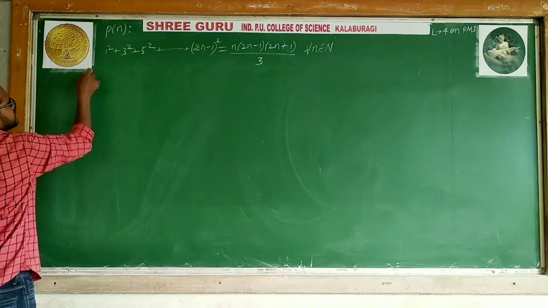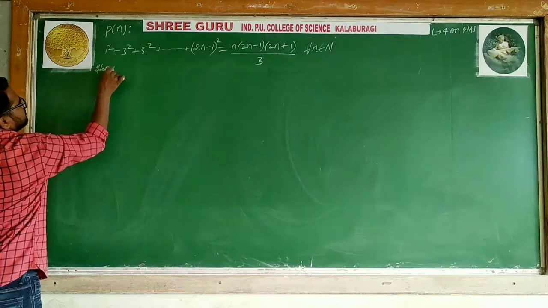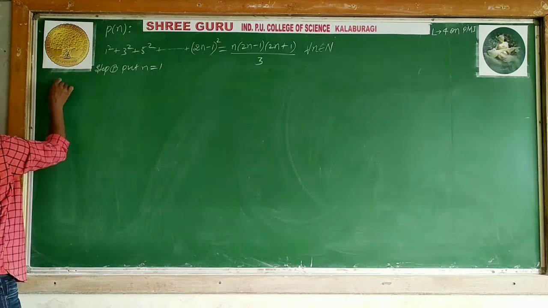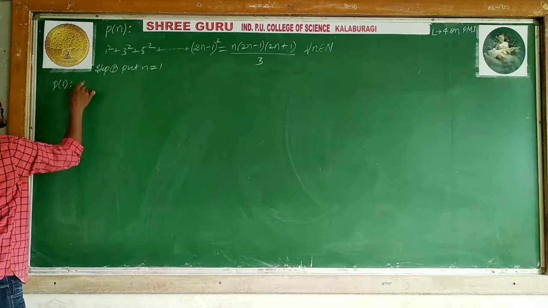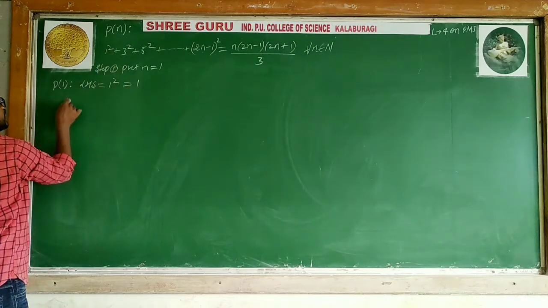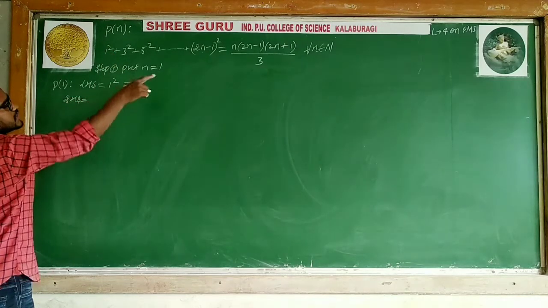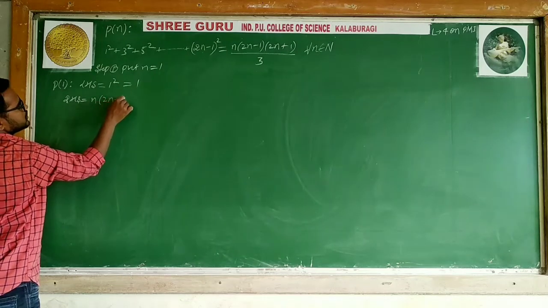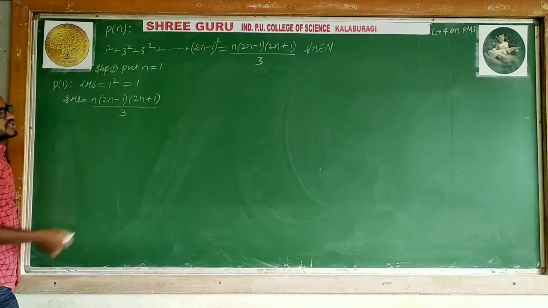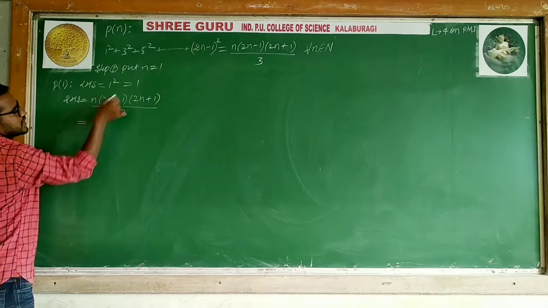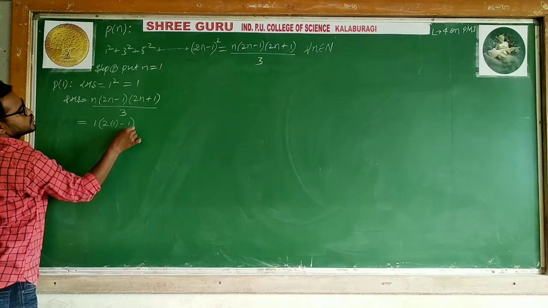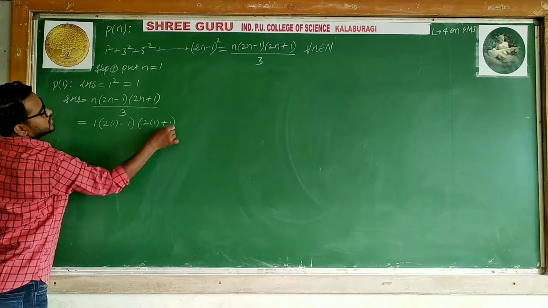This is given. I will take step 1. What is step 1? Step 1, put n is equal to 1. P of 1 is what we are checking. What is LHS? LHS is equal to 1 square, which is 1 only. RHS: what is RHS? n into 2n minus 1, 2n plus 1 divided by 3. Put n is equal to 1. We are substituting n as 1: 1 into 2 into 1 minus 1, 2 into 1 plus 1, divided by 3.